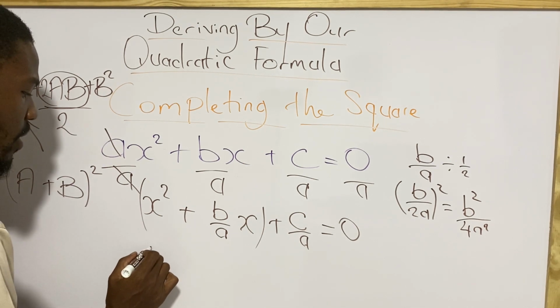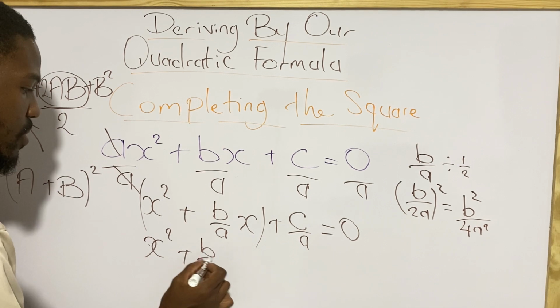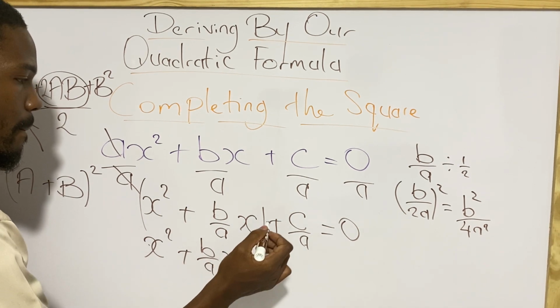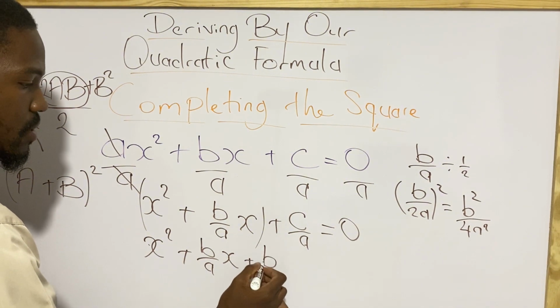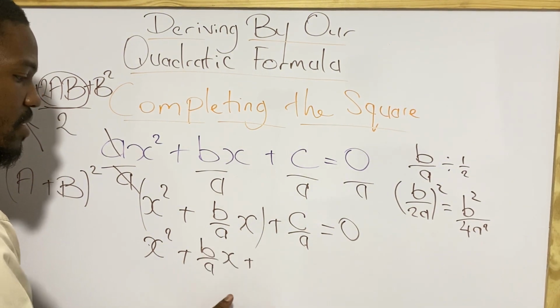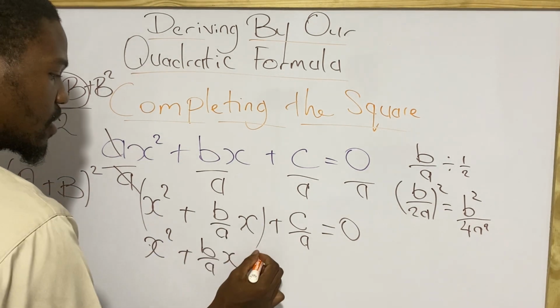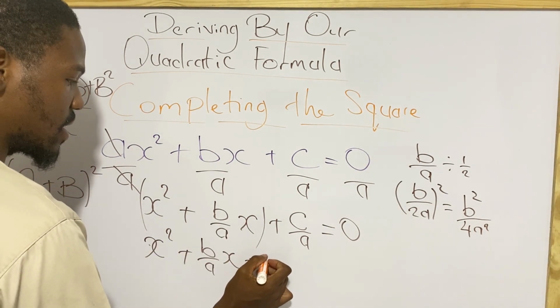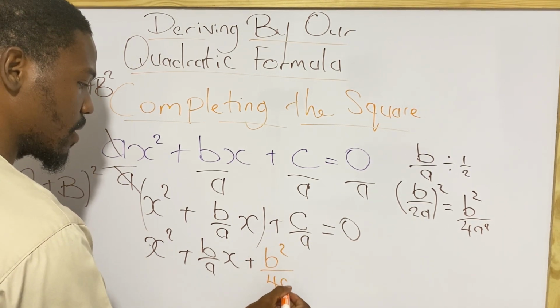So in other words, we literally complete the square by having this expression right here. And we're going to have plus B squared over 4A squared. Even in writing, I'm going to put this in orange marker.